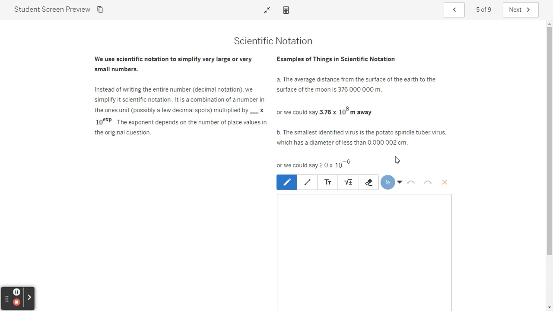The smallest identified virus is the potato spindle tuber virus. It has a diameter that's less than 0.0000002 centimeters. Now, I could also say that as 2.0 times 10 to the negative 6. The advantages of using scientific notation would mean there's less room for error because we're not writing all of the zeros and possibly miscounting.